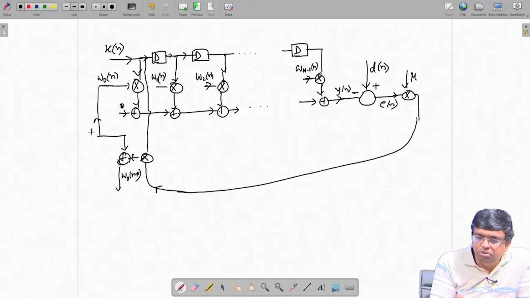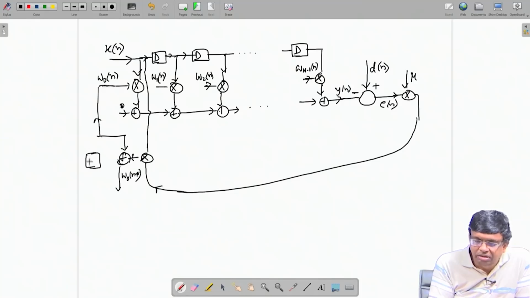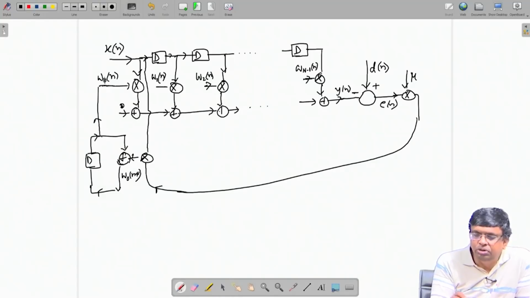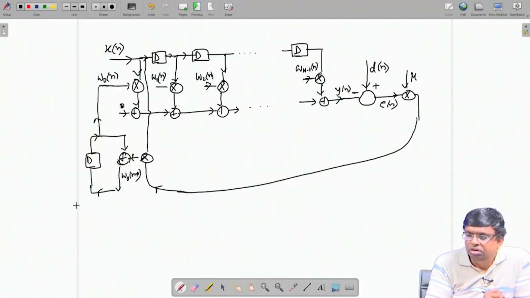What is W0 n plus 1? W0 n plus mu e n times x of n, mu e n times multiplication x of n drawn from here, and W0 n assuming it to be available is given here. So, W0 n plus 1 comes. This I will be holding in flip flop in delay and release in the next cycle. So, next cycle this will come here. It will generate new W0 n plus 1 and the loop will continue. This is the weight update loop for the W0 n coefficient.